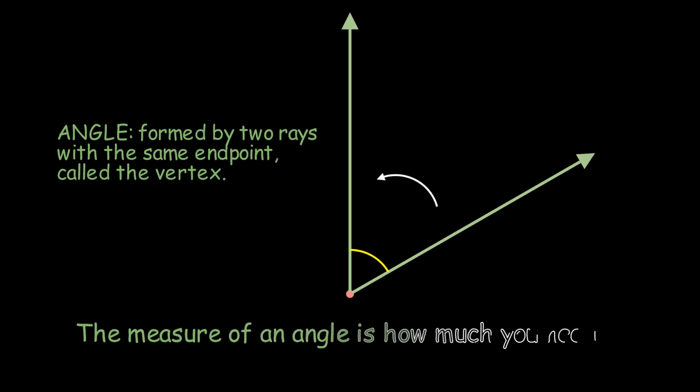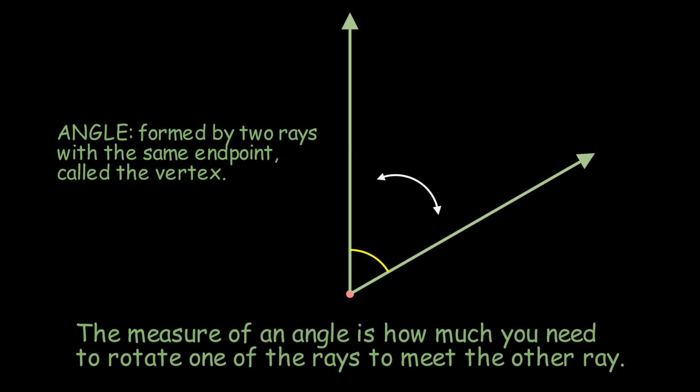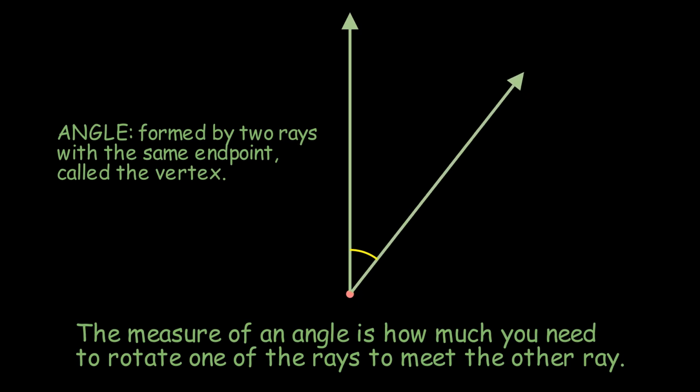The measure of an angle is determined by how much you need to rotate one of the rays to meet the other. Now, notice what happens as we adjust the position of one ray. As we move one ray closer to the other, notice that the angle gets smaller. Conversely, as we move it further away, the angle increases.